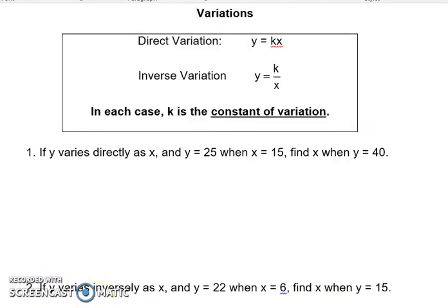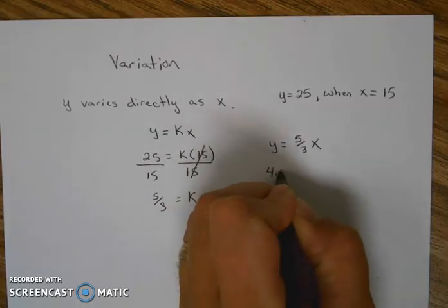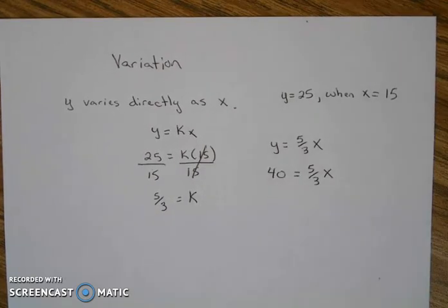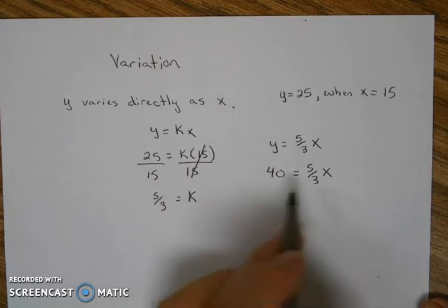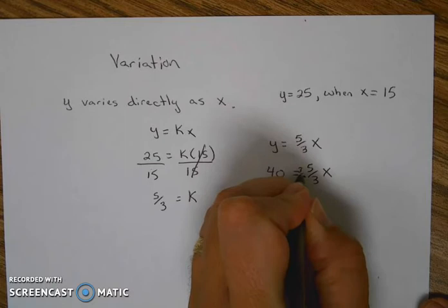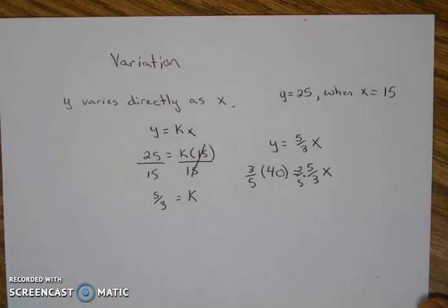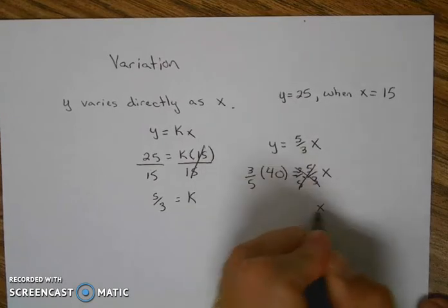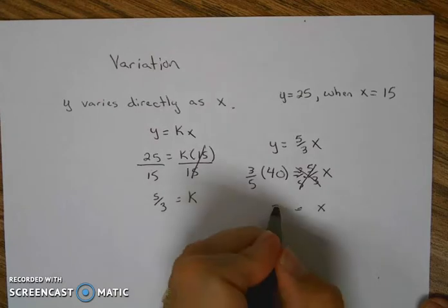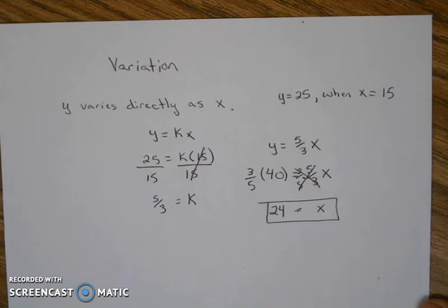Find x when y equals 40. So we know that y equals 40, and we're trying to find x. So the easiest way to undo a fraction is to multiply by the reciprocal on both sides. And so that'll cancel. X equals 24. And there is your answer.